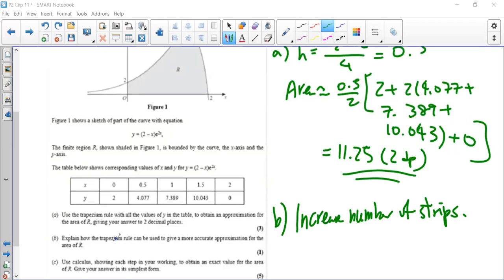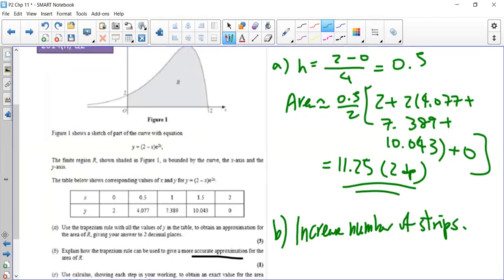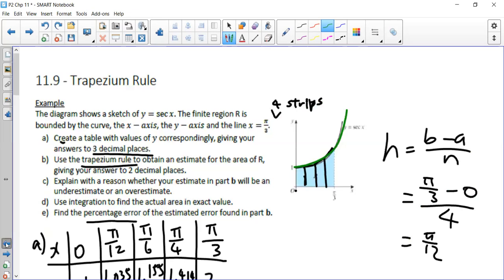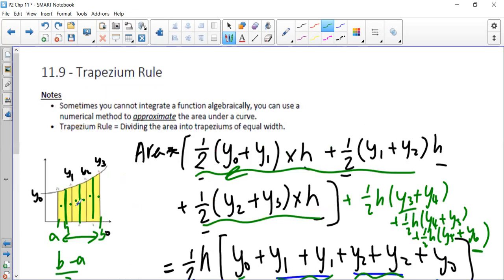Part B, explain how you can make the trapezium rule a more accurate approximation. I did not mention this, but if you increase the number of strips, then it becomes more accurate. Well, why? Now think about the original graph we're talking about in here.